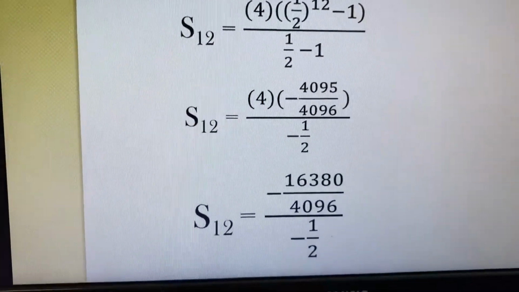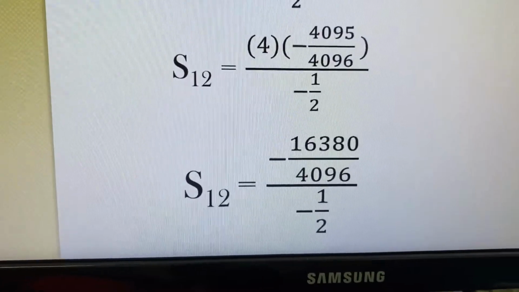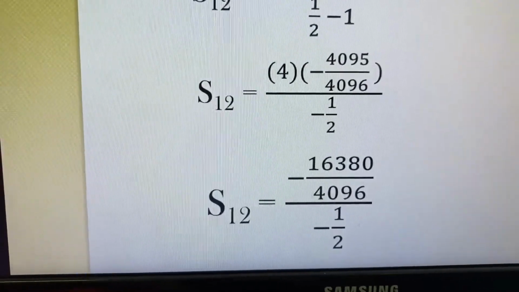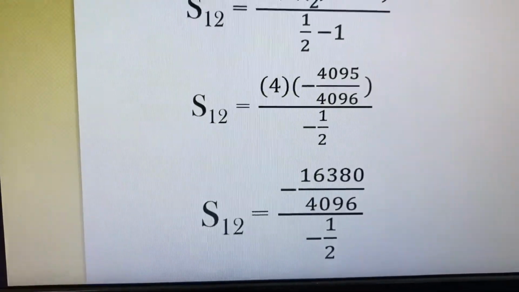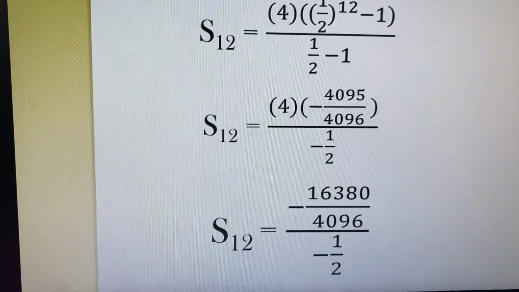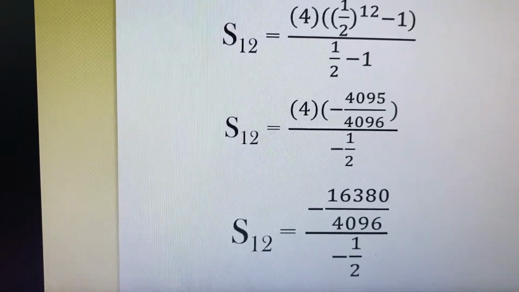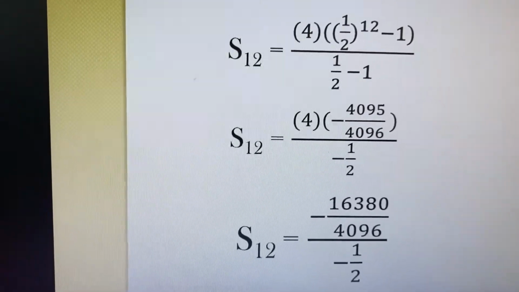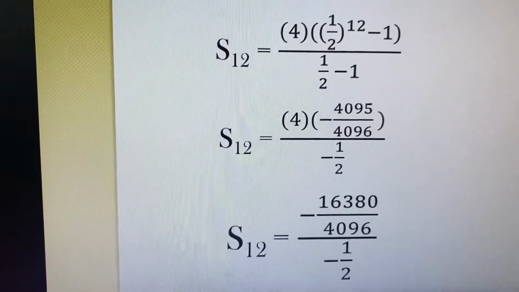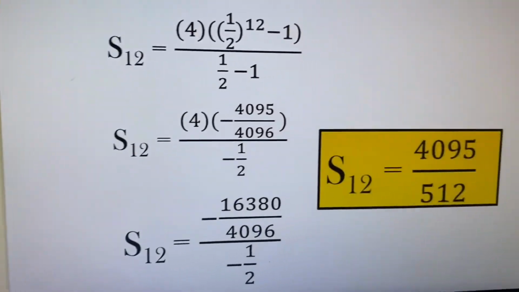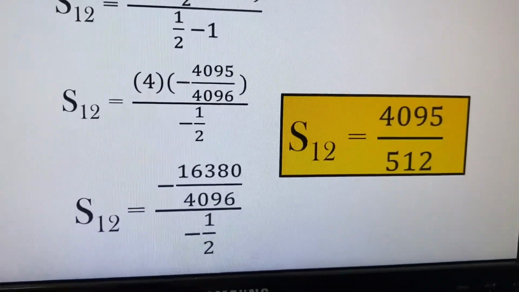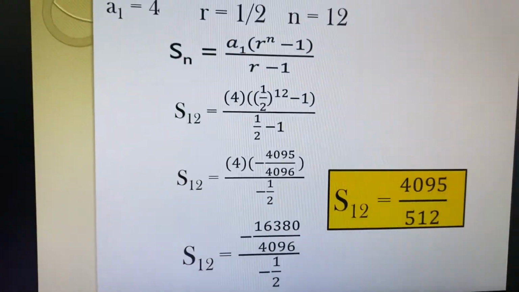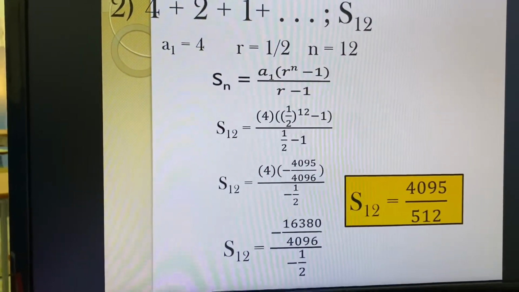Okay, next. We have now S sub 12 equal to negative 16,380 all over 4,096 divided by negative 1/2. Meaning, we multiply 4 to the numerator, 4,095. So that is why we have 16,380. Simplifying this, we have now S sub 12 equals 4,095 all over 512. So that will be the final answer in this question.